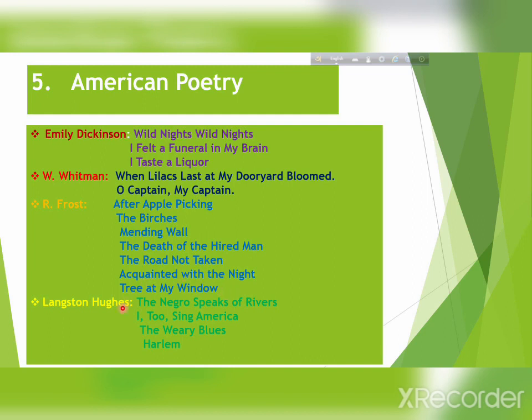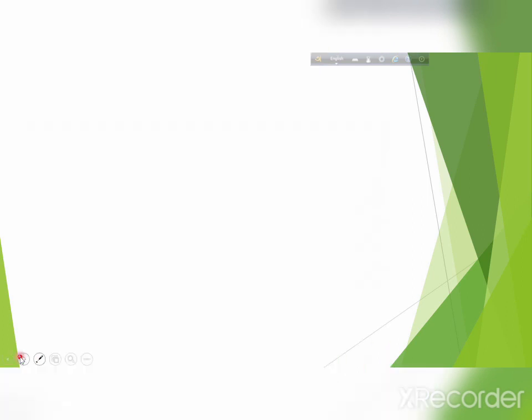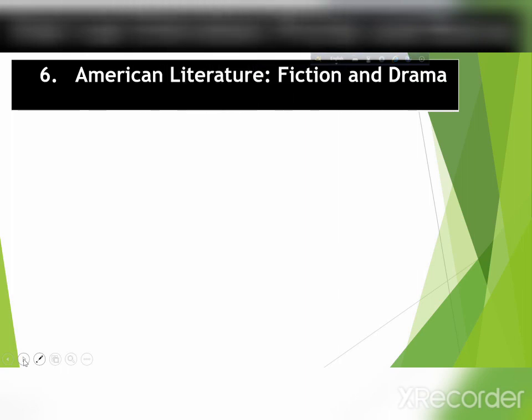The last one is Langston Hughes. His poems The Negro Speaks of Rivers, I Too Sing America, The Weary Blues, Harlem. These poems are included in your syllabus. The poems of these writers are read by you in your first year and second year. Therefore, you know them well. Let's go for the next course.